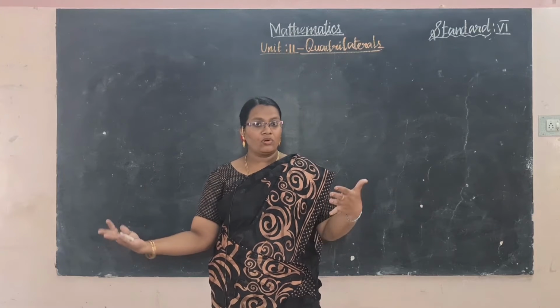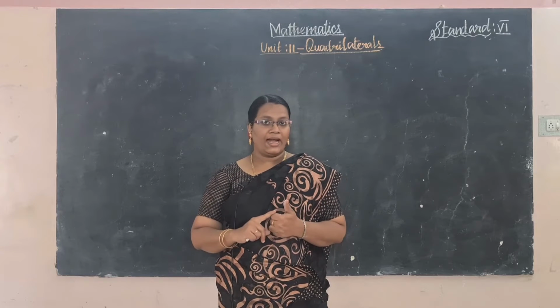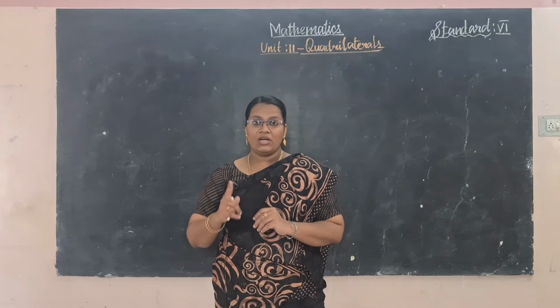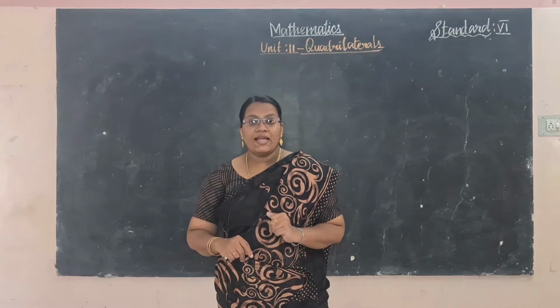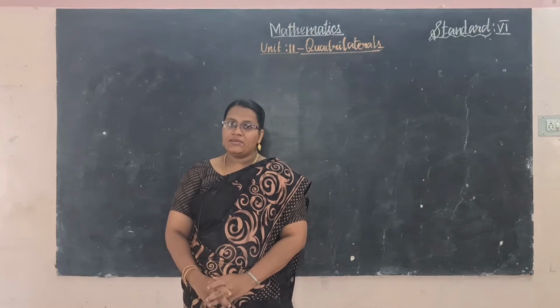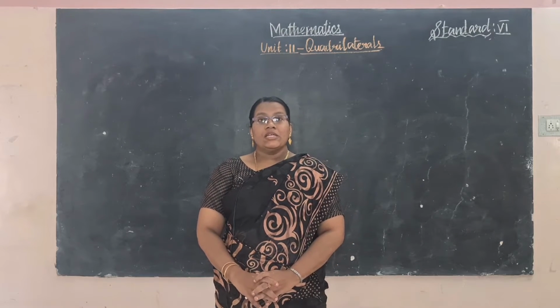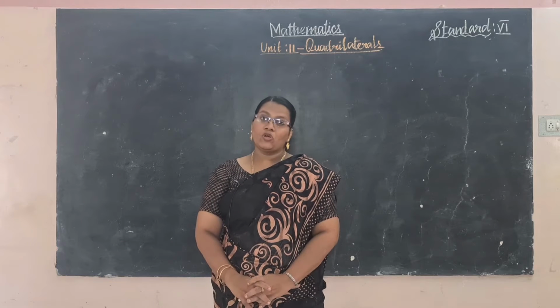Parallelogram has 4 types. What are they? Square, rectangle, rhombus and kite. And trapezium has only one subdivision. What is that? Isosceles trapezium. And then we have learned about the interior and exterior of the quadrilateral.